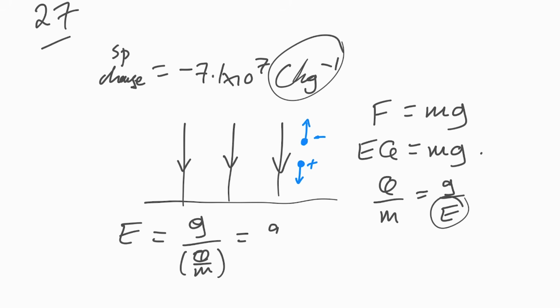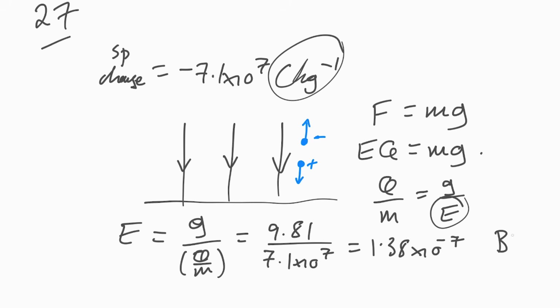So that's 9.81 divided by our specific charge. Don't really care about the minus in this case if we're just looking for the magnitude. So that gives us 1.38 times 10 to the minus 7. So it's going to be A or B, and it's going to be downwards.